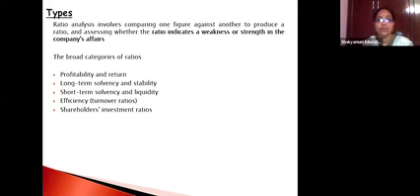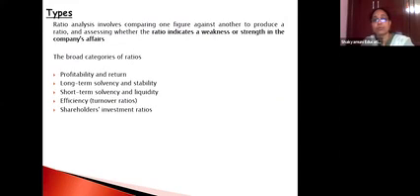So the broad categories of ratios are, we have 5 different categories of ratios: profitability and return, long-term solvency and stability, short-term solvency and liquidity. Profitability and return: these ratios are mainly about profits. Long-term solvency and stability is mainly about our capital structure, share capital, borrowings. Short-term solvency and liquidity: these ratios are about liquidity, cash, how much availability of cash is there. Efficiency: these are about turnover ratios. And shareholders' investment ratios: how much return shareholders will get out of their investment. So the ratios are classified into these 5 categories.